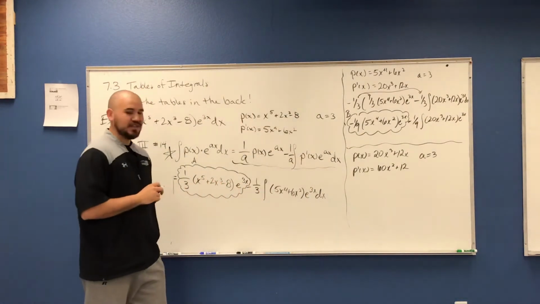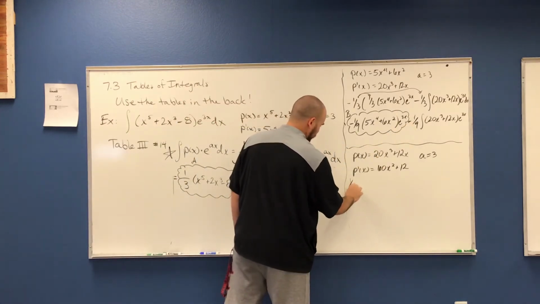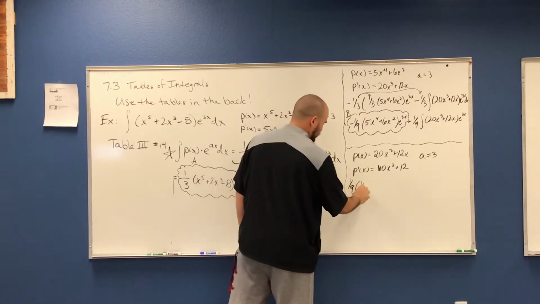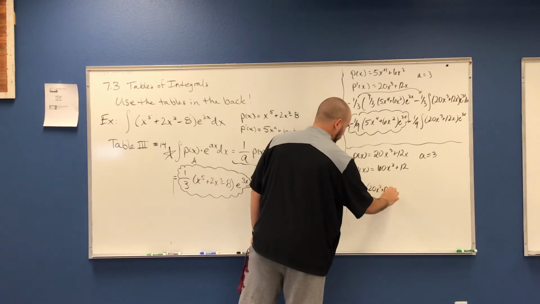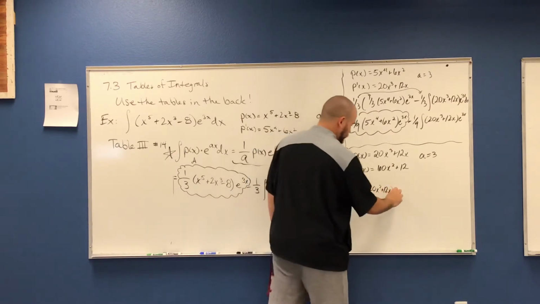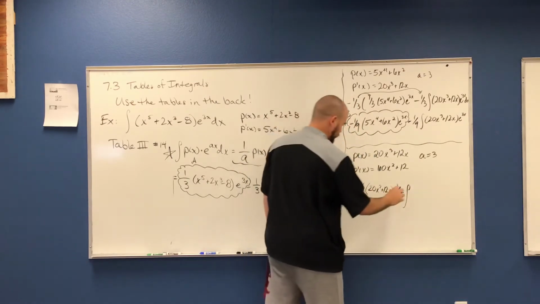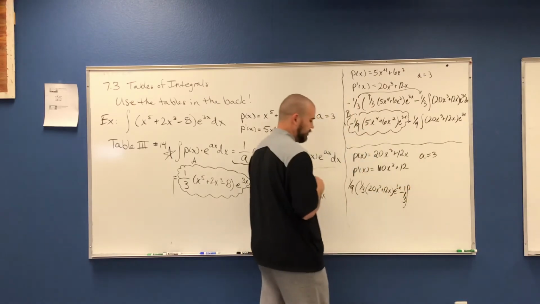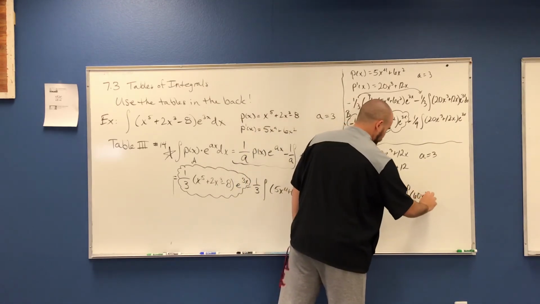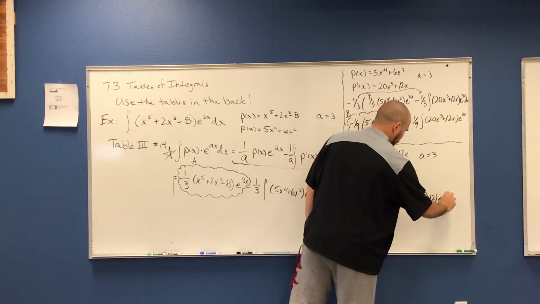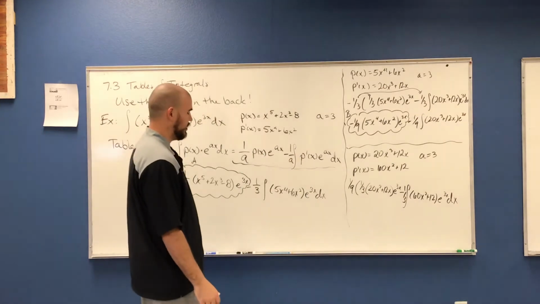So that's 1 over a times p of x. Oh, sorry, we have that 1/9 out in front. Cannot forget about that. So 1 over a times p of x, which is 20x to the 3rd plus 12x, times e to the 3x, minus 1 over 3 times the integral of 60x squared plus 12 times e to the 3x dx. Close off some parentheses.